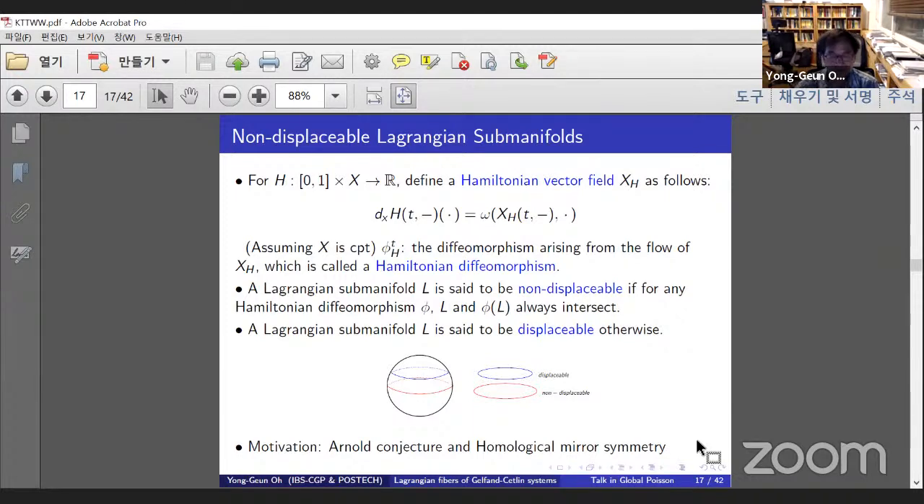A Lagrangian manifold is said to be non-displaceable if you cannot find any Hamiltonian diffeomorphism that moves L away from itself. So for example, if you look at this Lagrangian manifold on the sphere, only the area-bisecting curve is non-displaceable, because on the sphere, area-preserving diffeomorphisms are the same as Hamiltonian diffeomorphisms. So all these small circles are displaceable.